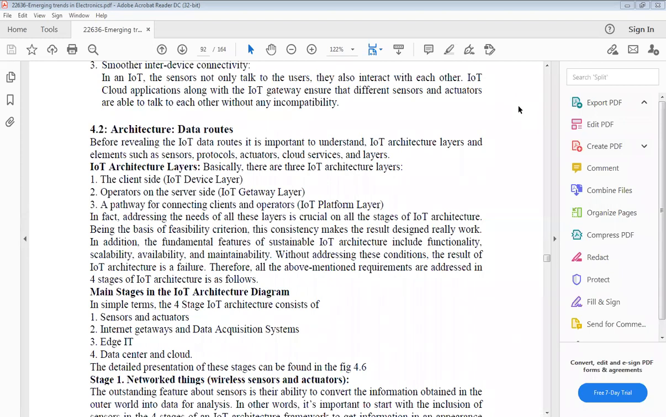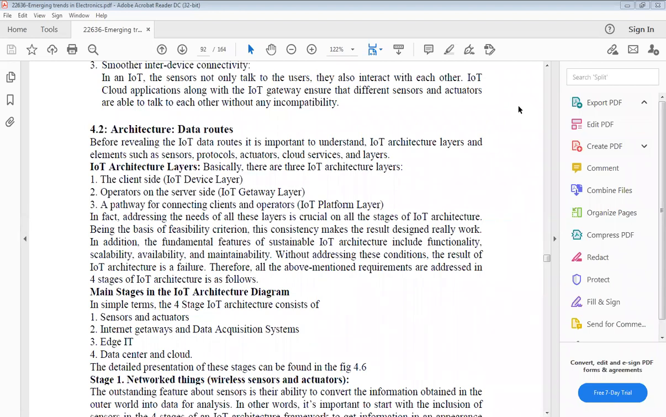One is the client side layer, that is the IoT device layer. The operator on the server side means the IoT gateway layer, and a pathway for connecting client and operator means the communication medium, that is the IoT platform layer. So three layers are there in IoT architecture: client side, server side, and connecting client and operator side. The addressing needs of all these layers is crucial on all the stages of IoT architecture. Being the basis of feasibility criteria, this consistency makes the designed result really work.